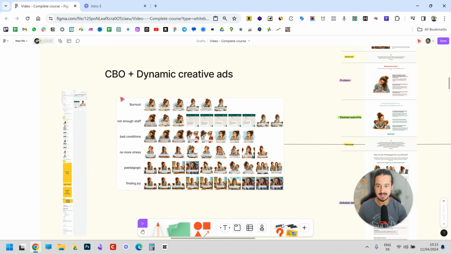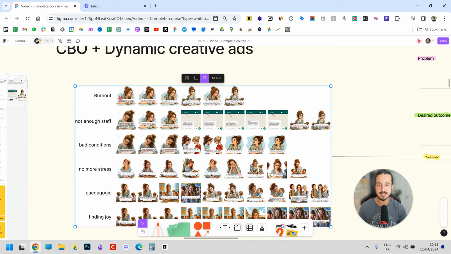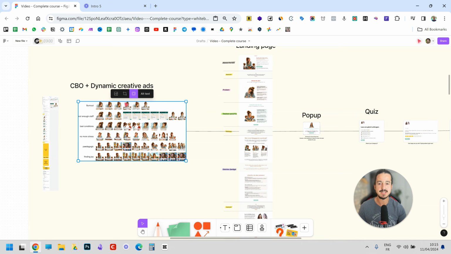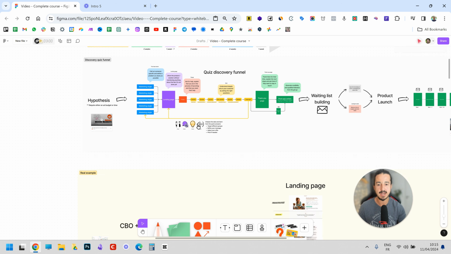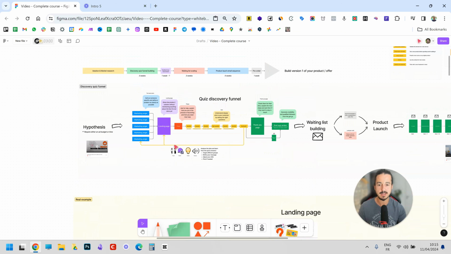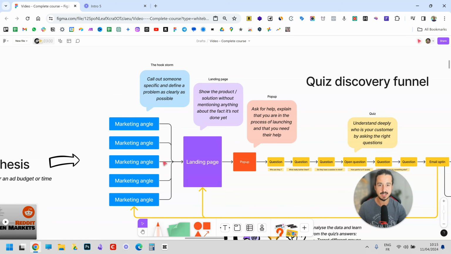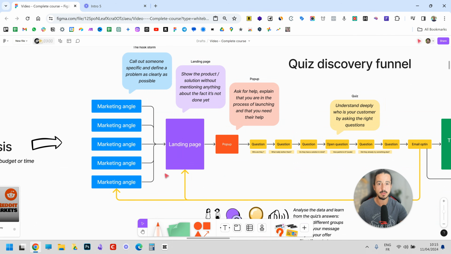What I mean by that is that we are first using a CBO campaign with dynamic creative ads, which allow us to test out different hooks, headlines and pictures that are kind of unrelated to each other, but this is what we call marketing angles. How do we approach someone to present them a solution? And we are going to look a little bit deeper at that just afterward. But that is a specific marketing campaign to learn about what people are really reacting to.